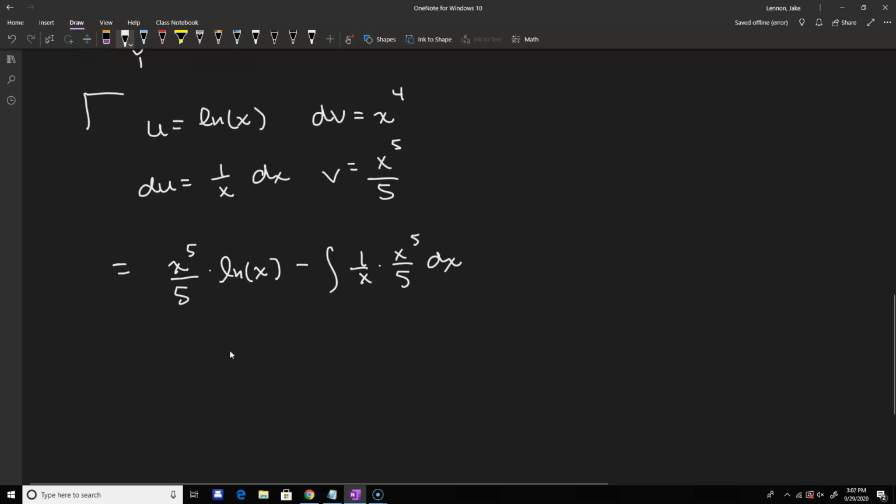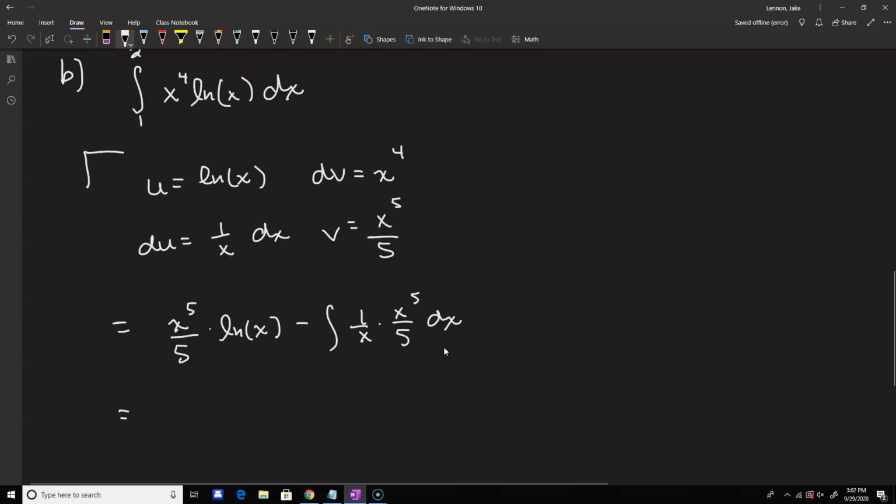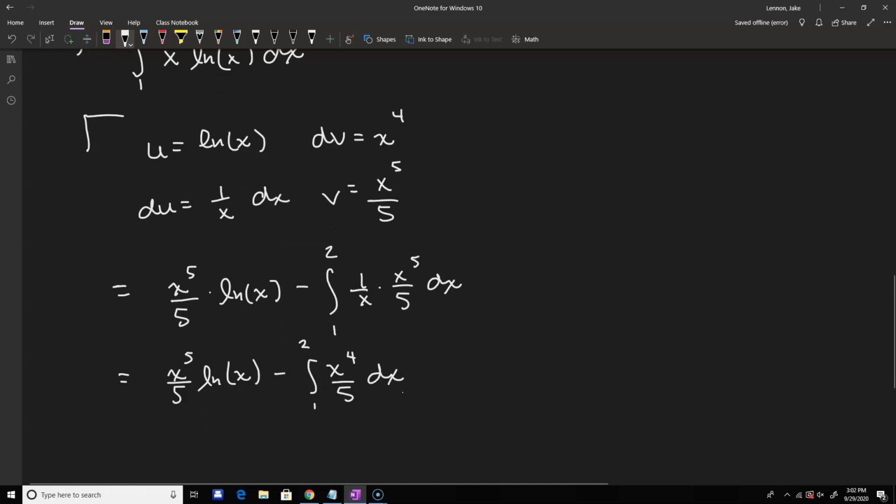And then from there, what happens? Well, again, there's still limits here. We're just going to plug them in at the very end once we've removed all the integral symbols. So we've got x to the 5th over 5, natural log of x, minus this integral from 1 to 2 of x to the 4th over 5. The x in the denominator cancels with the x in the numerator.